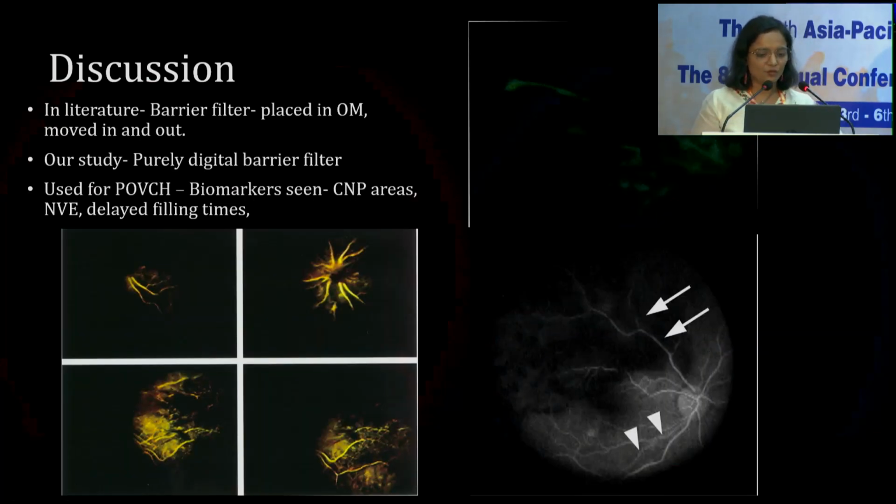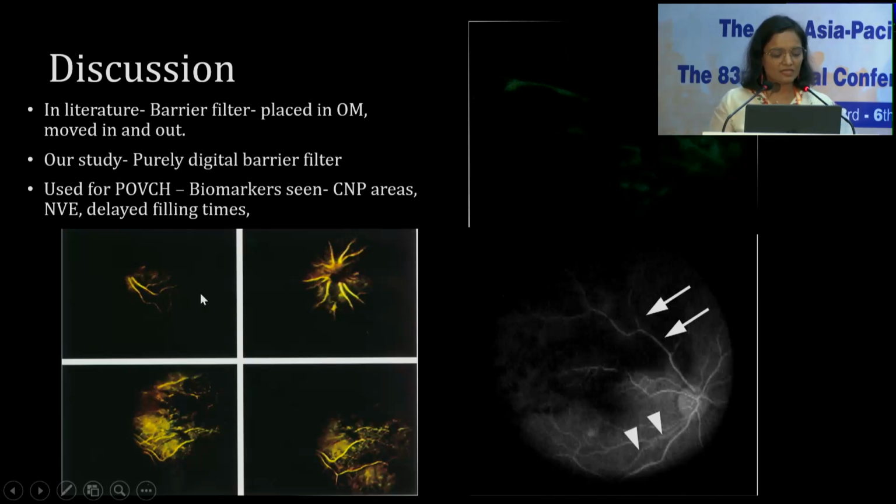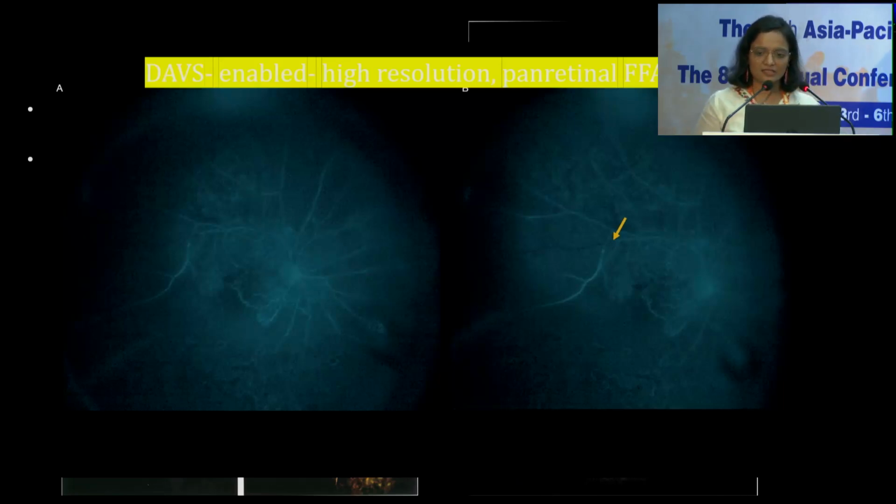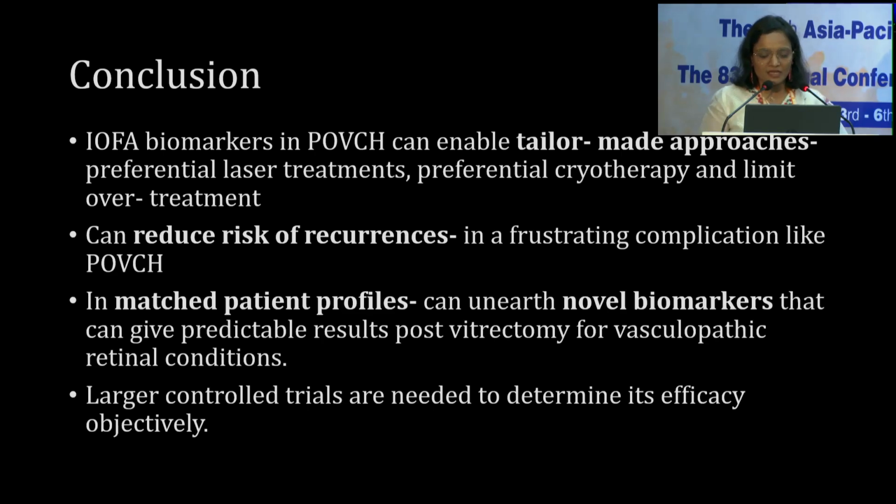In literature, we have seen IOFA being used especially for CNVM, and the pictures that we have in the literature are very small field, and they are quite not that high on clarity or resolution. Our study used a purely digital barrier filter, whereas in literature, barrier filters had to be placed in the operating microscope and moved in and out. And we saw a lot of biomarkers for vitreous lavage on this digital assisted vision system, high resolution and pan-retinal fluorescein angiography intraoperatively. This can unearth novel biomarkers in patients undergoing a vitreous lavage and can give predictable results post-vitrectomy for diabetes and retinal vein occlusions.